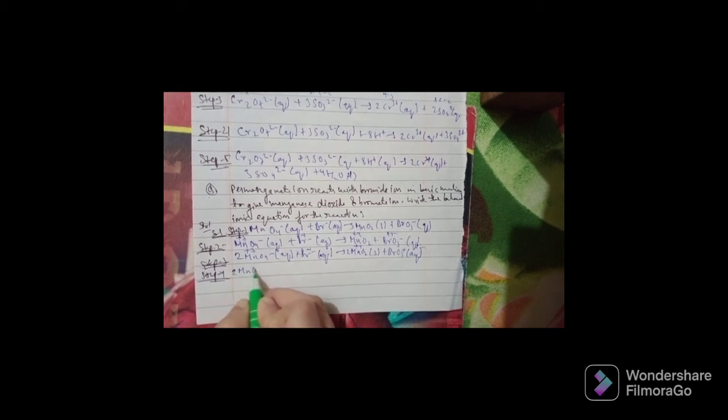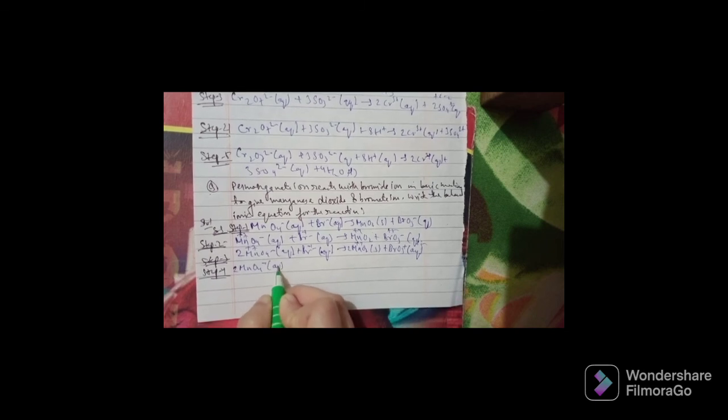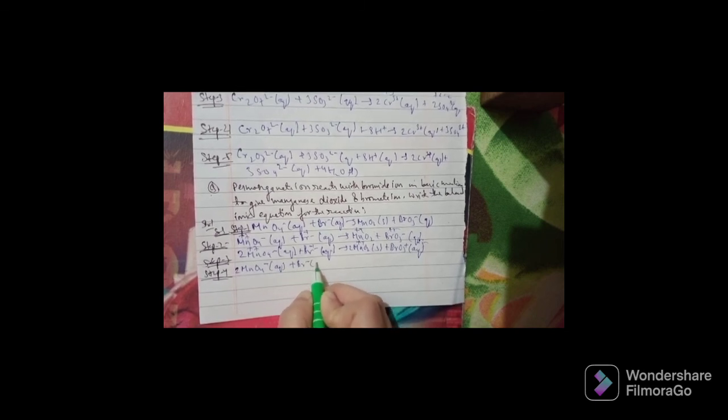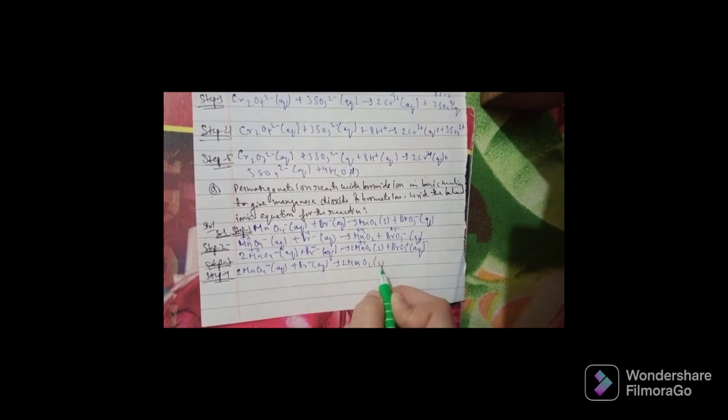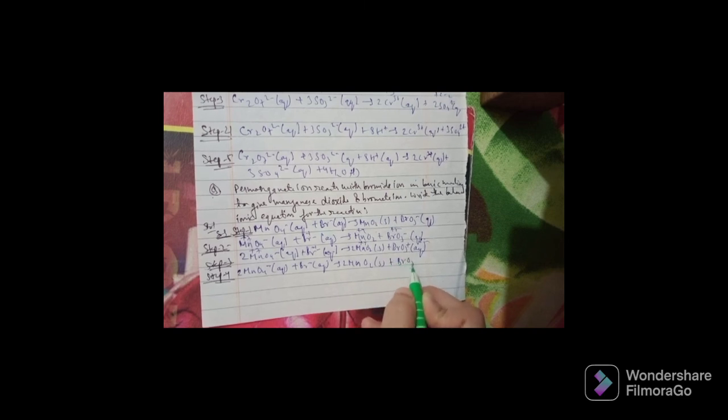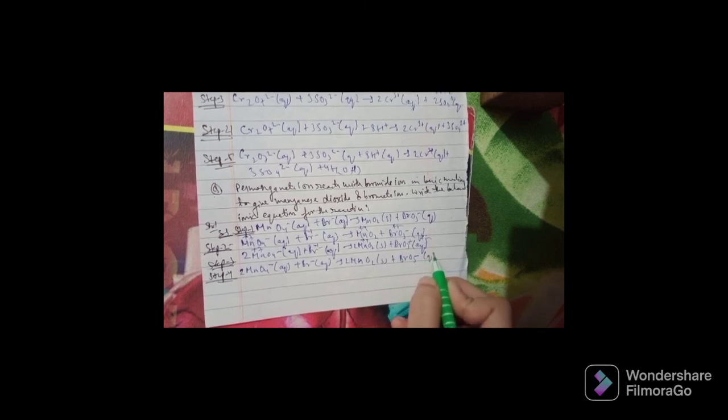Step 4. As the reaction occurs in the basic medium and the ionic charges are not equal on both sides, add 2 OH minus ions on the right to make the ionic charges equal. So we get 2 MnO4 minus (aq) plus Br minus (aq) will give 2 MnO2 (s) plus BrO3 minus (aq) plus 2OH minus (aq). Talking about step 5.